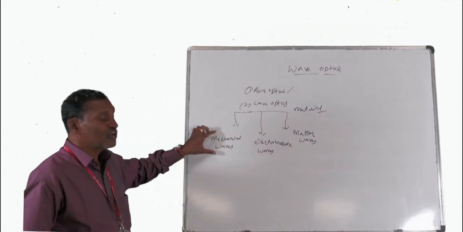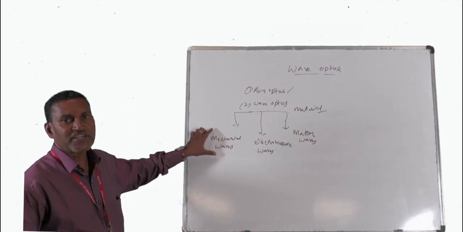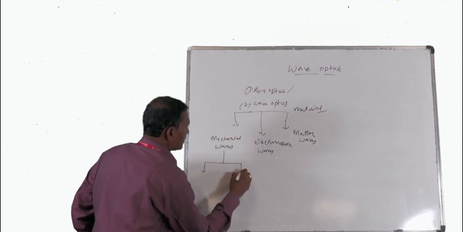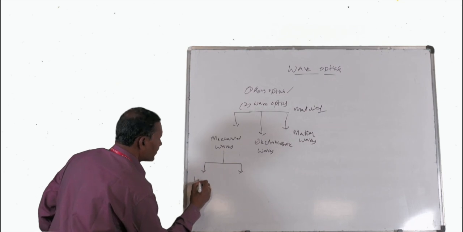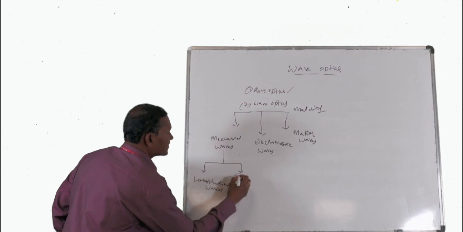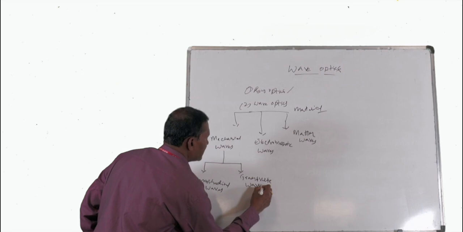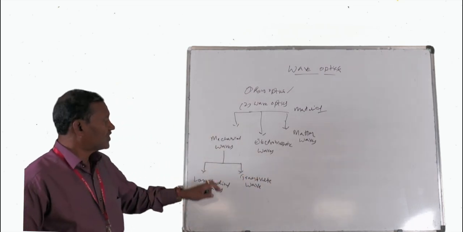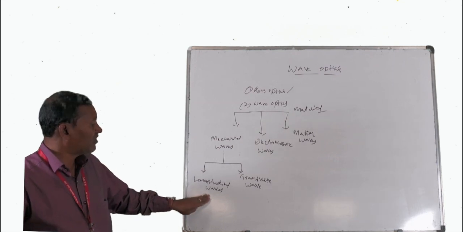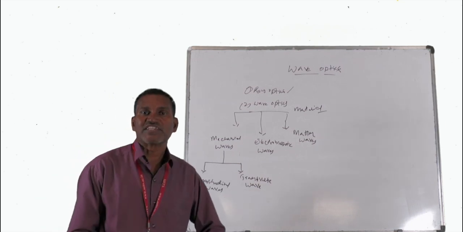Then we have to see what mechanical waves are and what the types of mechanical waves are. Mechanical waves are of two types: longitudinal waves and transverse waves. Now we have to see what a longitudinal wave is, how we can define it, and what the examples are. Similarly, what is a transverse wave and what are its examples?